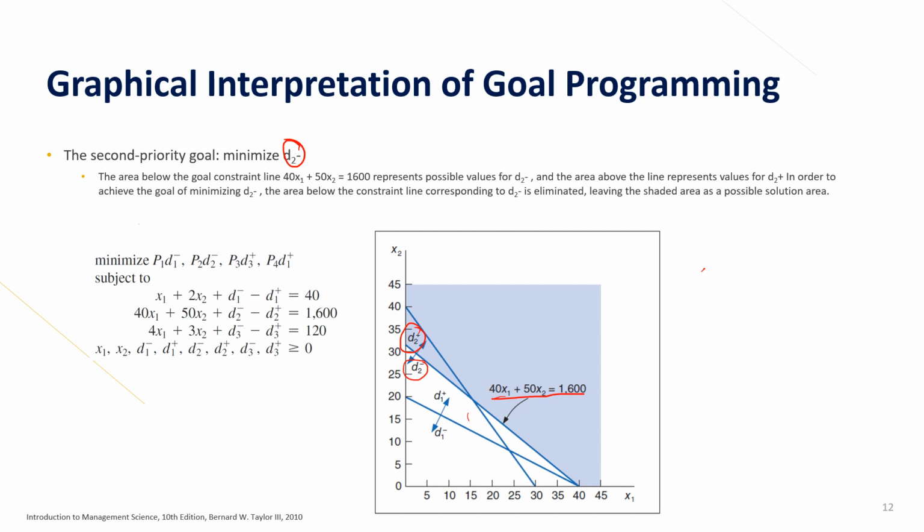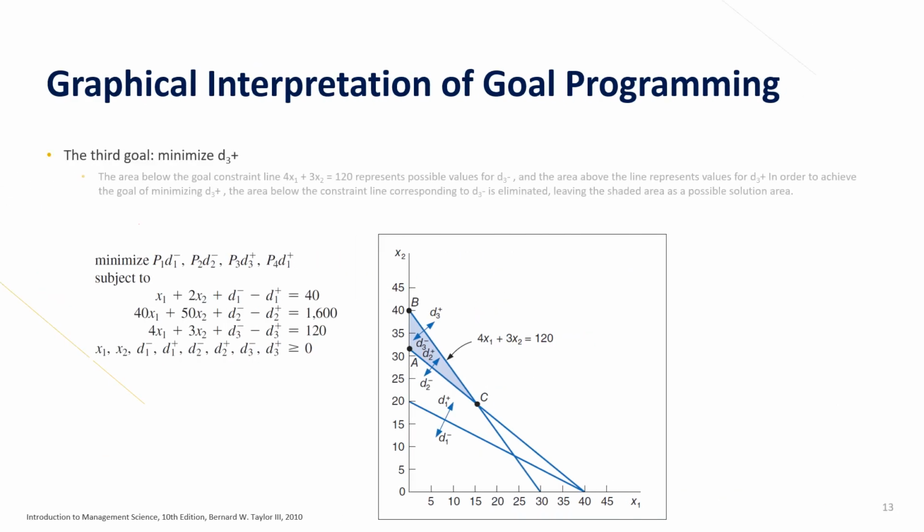So what we are going to achieve here is the goal of minimizing D2 minus. Therefore, similar to the previous approach, the area related to D2 minus will be eliminated, and it leaves the shaded area above the line combined with the previous one. Okay, so this is the new shaded area. Then we move to the third priority goal.